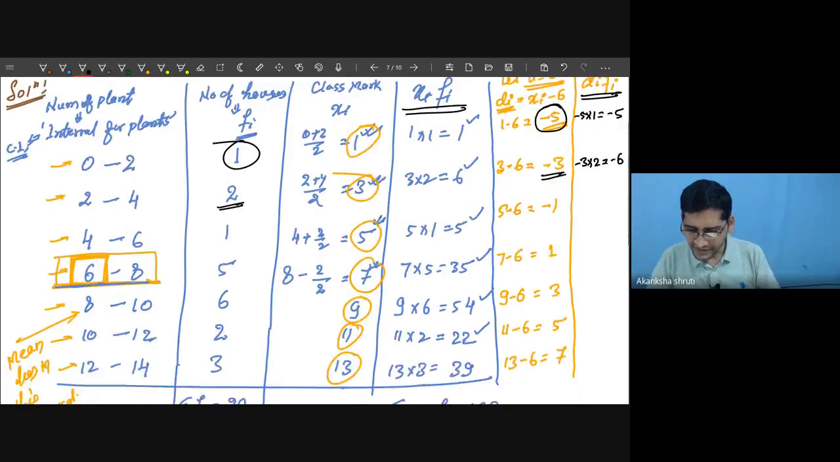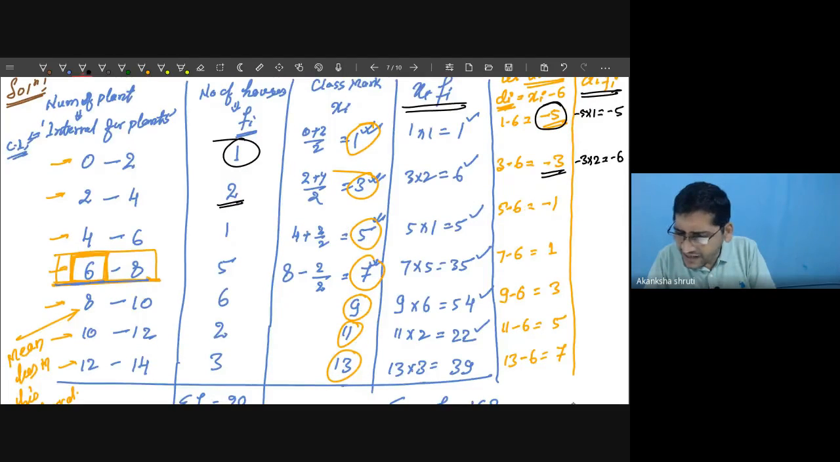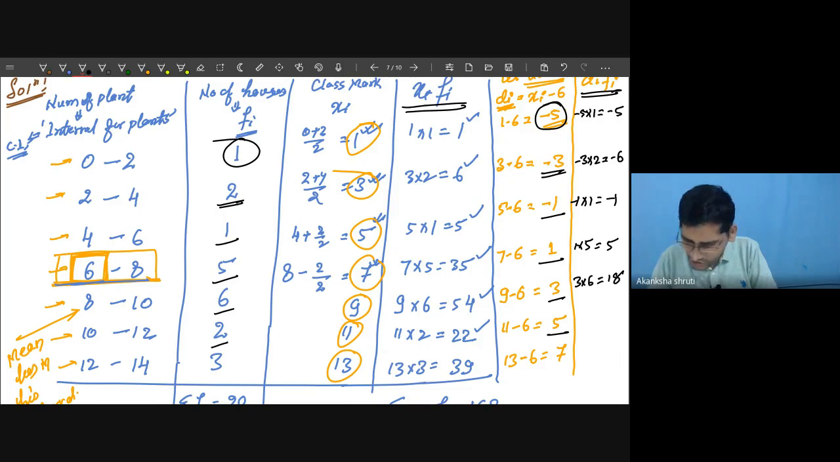Go on doing the same thing. Again, minus 1 into 1, it is minus 1. Then 1 into 5 is 5. Then 3 into 6 is 18. Then 5 into 2 is 10. Then this 7 into 3 is 21.